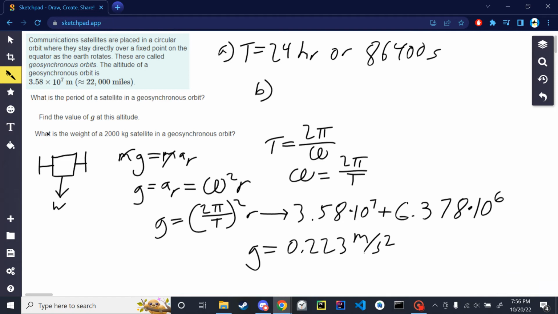Part C, what is the weight of the satellite? Doesn't matter. There's no normal force acting on the satellite. Normal force is what gives off weight. So that means our weight is going to be 0 newtons. Very easy. Third question.